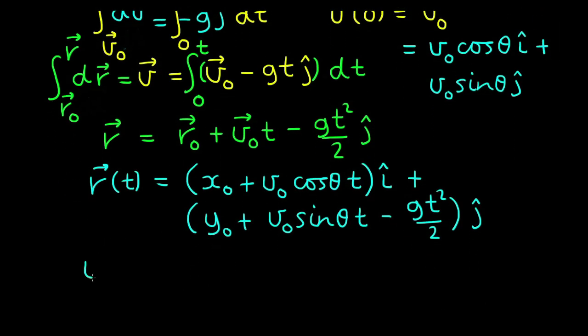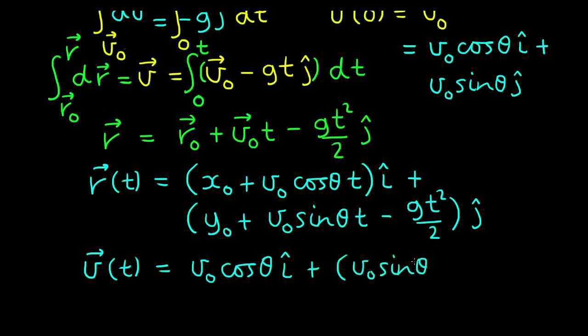So if you differentiate this, you get the velocity, which gives v naught cosine theta in the x direction plus v naught sine theta minus the gravitational acceleration by time in the vertical direction.